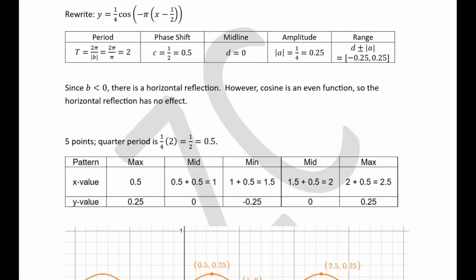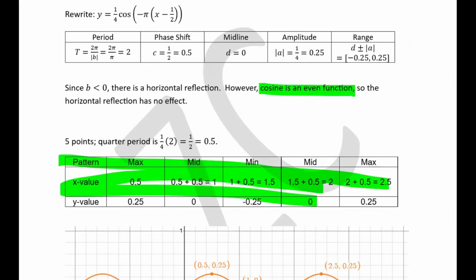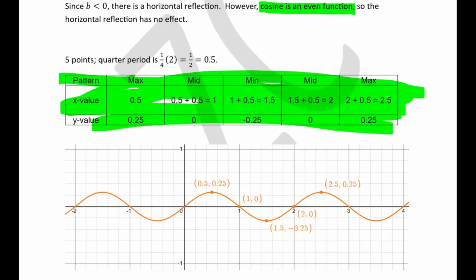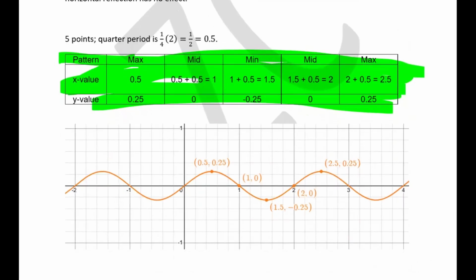So, as I said, cosine's even, and then we follow the same process as before to get the 5 points over here. And then we go graph. All right, that's it for this video. I said it was going to be quick, and hopefully it was. And that's it for the series of graphing sine and cosine.